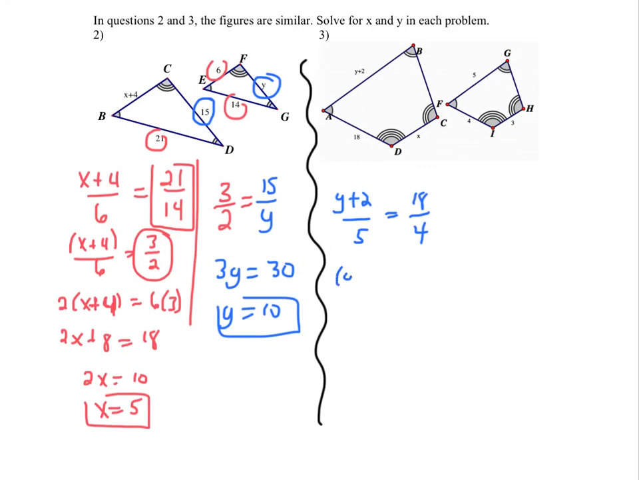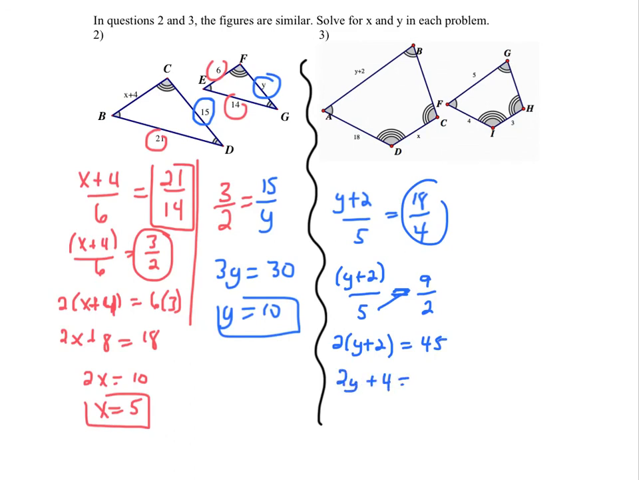Okay, so take and reduce that fraction on the right. Notice I'm putting the y plus 2 in parentheses also. So this fraction reduces to 9 over 2. Okay, cross multiply, we get 2 times y plus 2 is equal to 45, because that's 9 times 5 along that diagonal. So 2y plus 4 is equal to 45, or 2y is equal to 41. When you divide by 2 in this case, you're going to end up with 20.5. Remember, it's okay to get a decimal or a fraction as an answer.